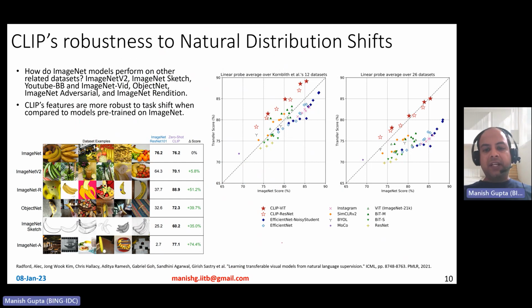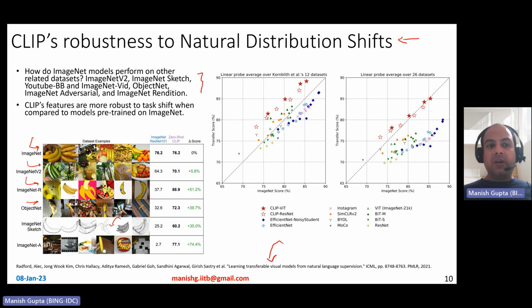These guys also tried to figure out the robustness of CLIP to natural distribution shifts, to other datasets which are similar to ImageNet but somewhat different. So there are these datasets: ImageNet V2, ImageNet Sketch, YouTube BB, ImageNet Vid, ObjectNet, and so on. As you observe, there is standard ImageNet with the typical objects and fruits and so on, ImageNet V2, then you have ImageNet R, and then ObjectNet, and ImageNet Sketch, just sketch images, and so on.